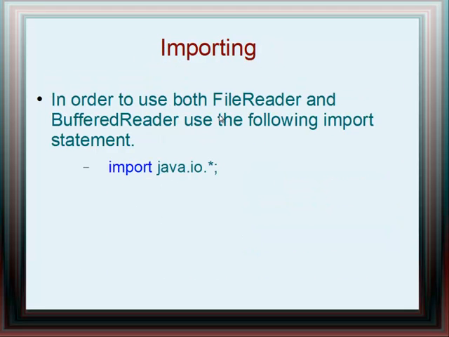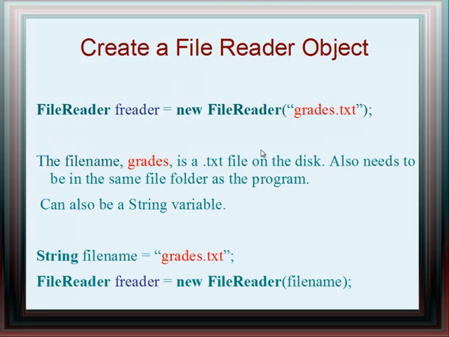But before that, we have to make sure we use the following import statement: import java.io. First, we have to create a FileReader object. So to do that, you say FileReader freader, or name it whatever you like, equals new FileReader, and then you have the name of your text file, grades.txt. The file grades is a .txt file on the disk. It also needs to be in the same folder as the program in order to work properly.